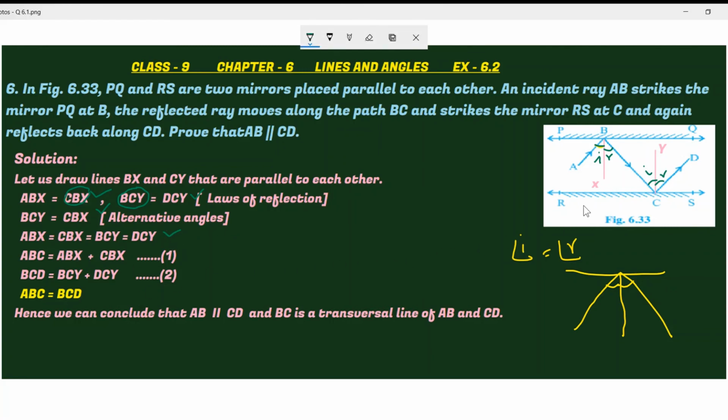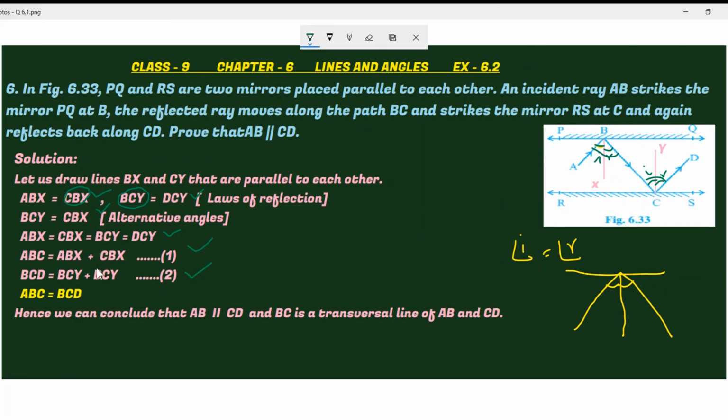Now we have to prove AB is parallel to CD. So what do I have to prove? This whole angle would be equal. If these two angles are equal, then I can say these two lines are parallel to each other and this is a transversal. So I am going to find ABC. ABC is ABX plus CBX, and BCD is BCY plus DCY.